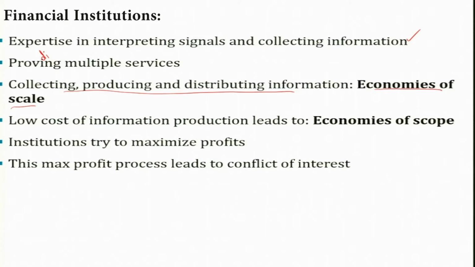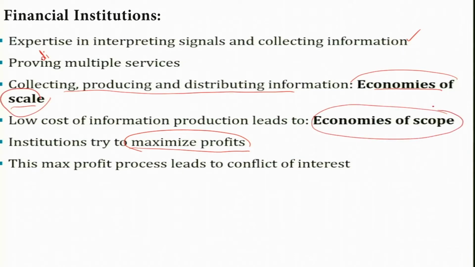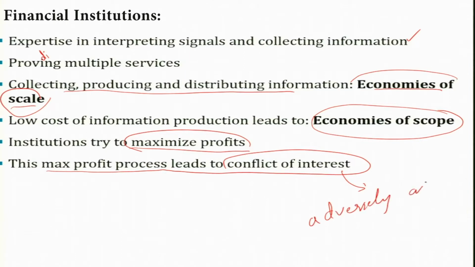There is nothing new here: financial institutions, just like any other firms, try to maximize profit. While trying to maximize profit, they often rely on economies of scale. They also make use of economies of scope in order to maximize their profit. And during this maximization of profit, the process leads to conflict of interest, which would adversely affect the financial system.